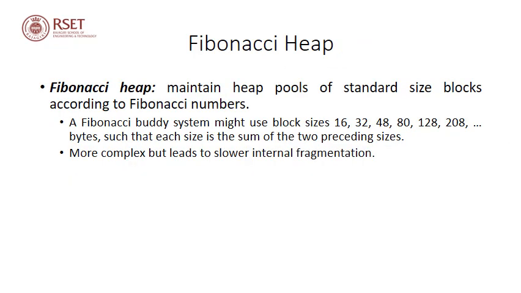Now let's discuss the Fibonacci heap algorithm, which is a variation of the buddy system. The Fibonacci heap maintains heap pools of standard size blocks according to Fibonacci numbers. A Fibonacci buddy system might use block sizes 16, 32, 48, 80, etc. bytes such that each size is the sum of the two preceding sizes. This is more complex but leads to slower internal fragmentation.